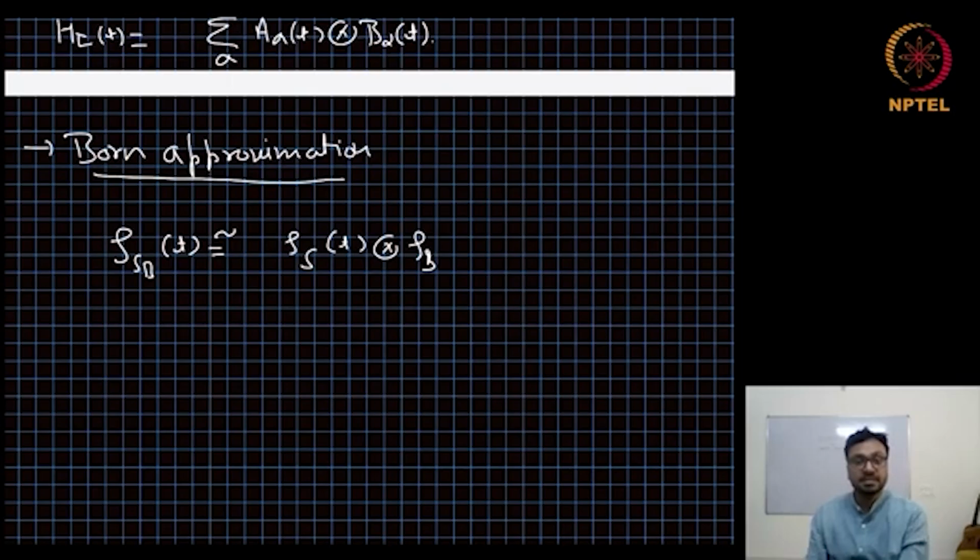So let me restate that the Born approximation says that the bath is so large as compared to the system that the state of the bath does not change as a result of the interaction with the system. So the state of the bath remains the same throughout the dynamics, but the state of the system changes with time. So the total state of the system and bath can be approximated as a product state between the system state rho S at time t tensor the steady state of the bath rho B.